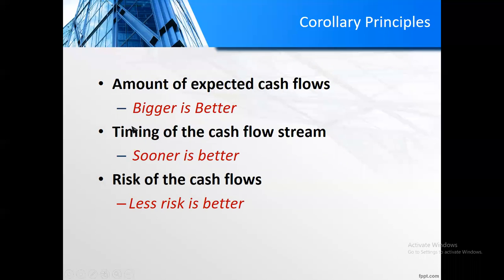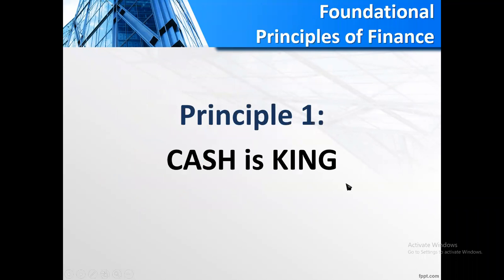The sooner we get it, okay, so it's better to get the 1 million now or 1 million after 2 years compared to getting it after 10 years. Okay, the timing, the amount, the magnitude and the timing is very important, and the riskiness of the cash flow is very important also. Okay, so the first foundational principle of finance, cash is king.